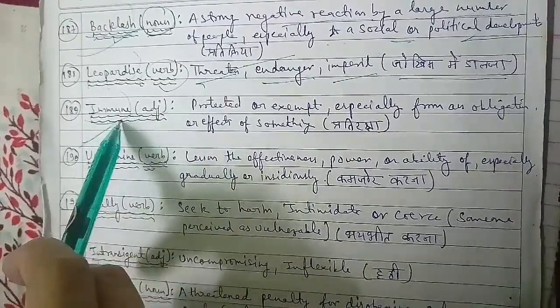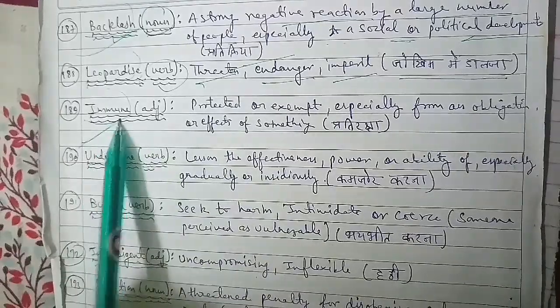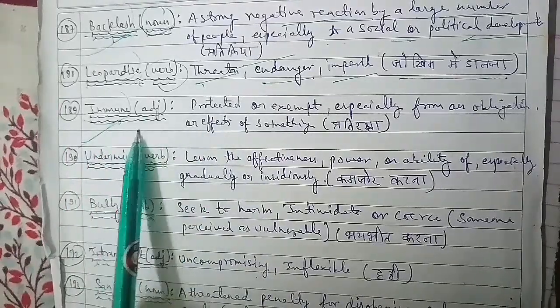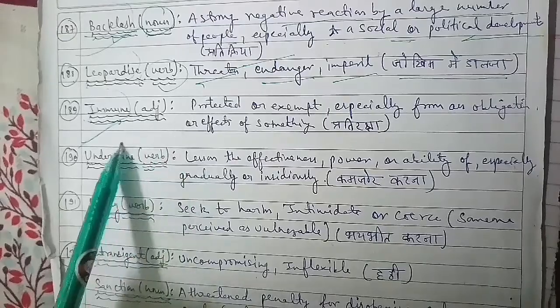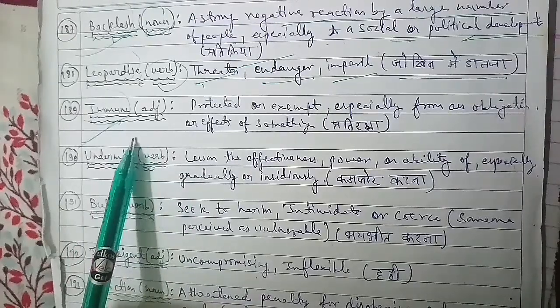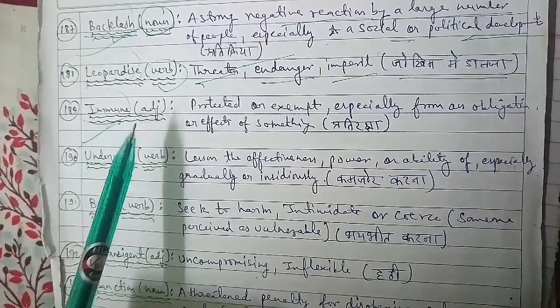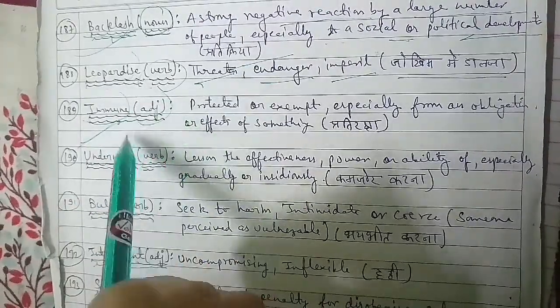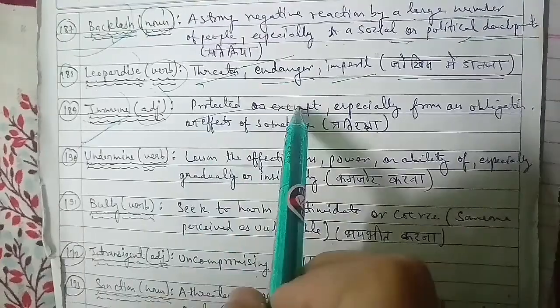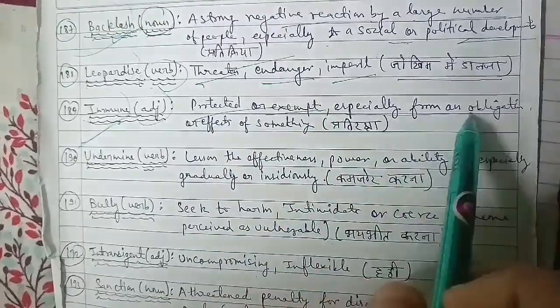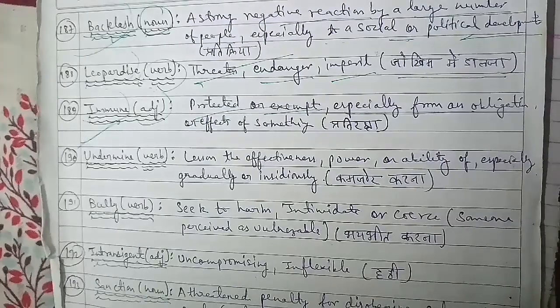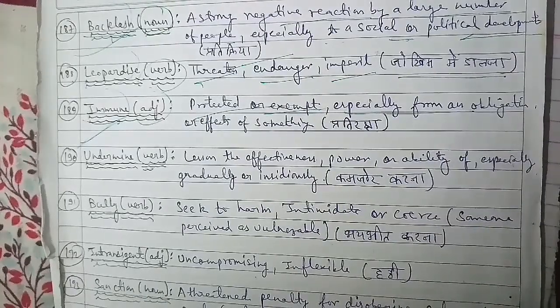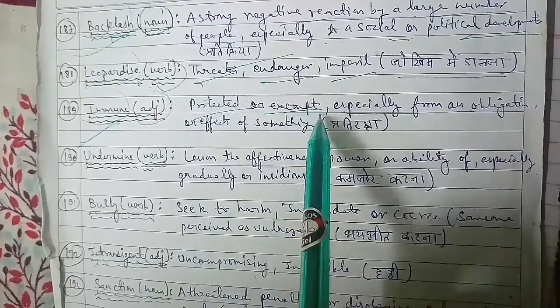Immune is a word that you have probably heard. Immune is used as an adjective, and the meaning of immune is protected or exempt, especially from obligations or effects of something. In Hindi that is pratiraksha.